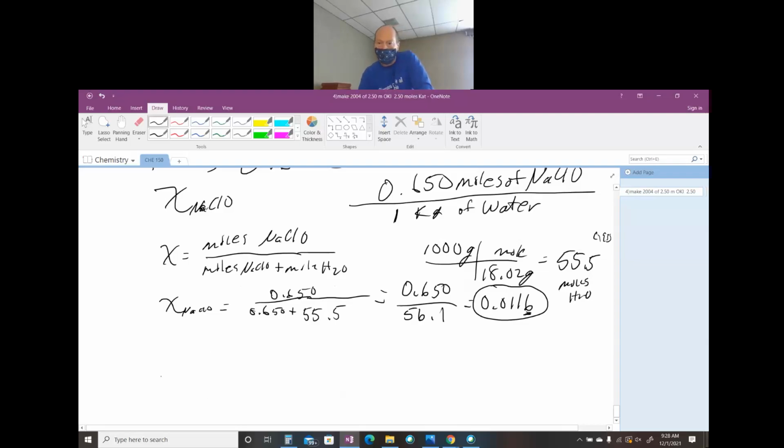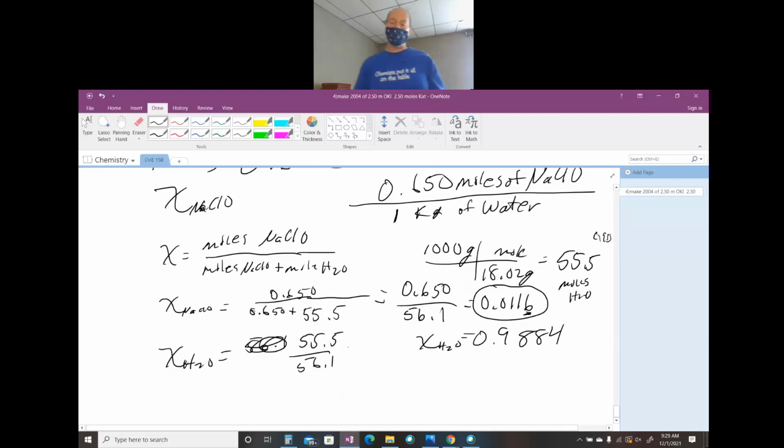If you wanted the mole fraction of water, they have to add up to 1, so 0.9884 would be your mole fraction for the water. Or you could take your 55.5 and divide by your 56.1. Again, if you do it this way, you're only going to get 3 sig figs. If you subtract it from 1, you would get 4 sig figs.